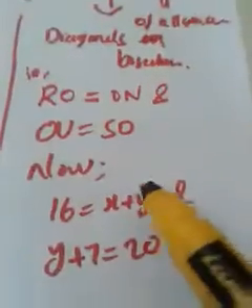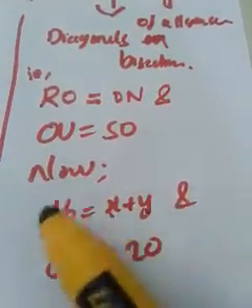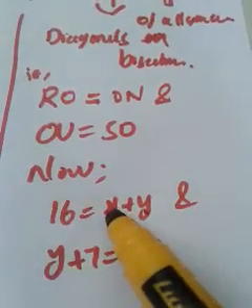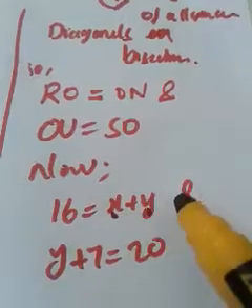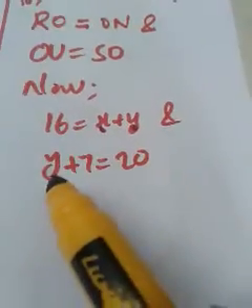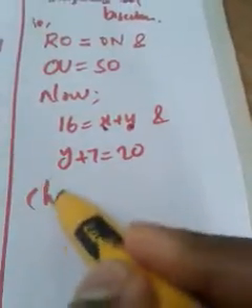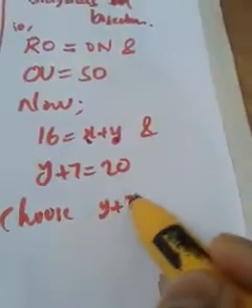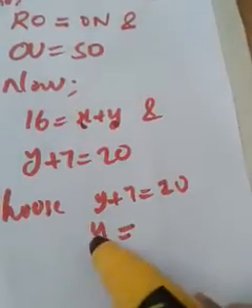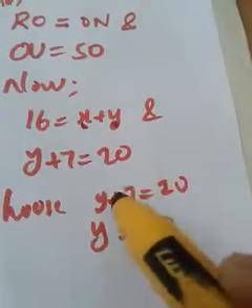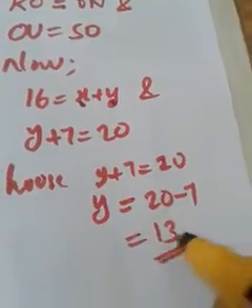Think about the first expression. Here x is unknown, y is unknown. So we cannot do anything here. With two unknowns, we cannot proceed. But in the second expression, only one unknown is there. So take the second expression, y plus 7 is equal to 20. Then what is the value of y here? Keep y on the left side, 20 is on the right side. Take plus 7 to the right side, it becomes minus 7. What is 20 minus 7? 13. So we got the value of y as 13.